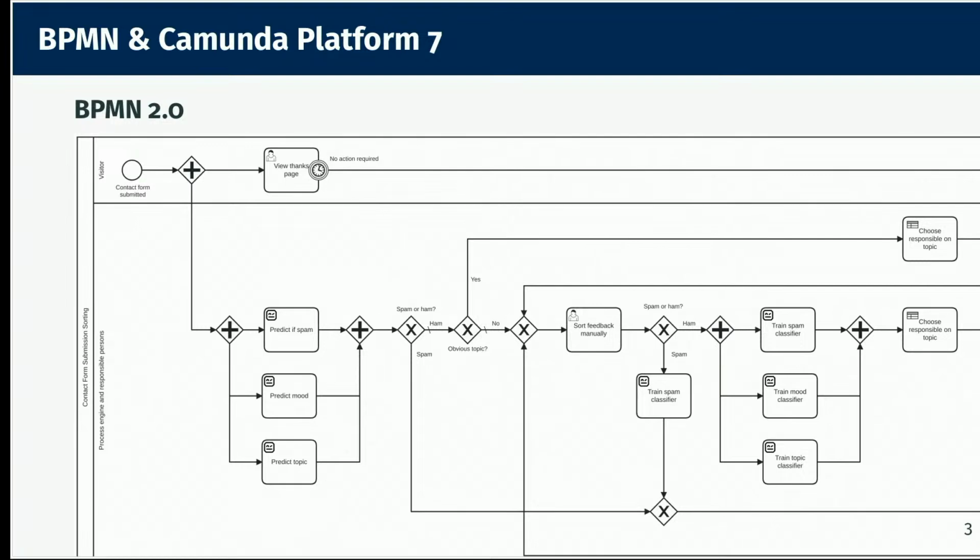BPMN 2.0 is a business process modeling standard which scales for complex processes without being too complex by itself. It has just enough features to cover most of the known workflow patterns, and it works both as a visual documentation for humans and machine-readable code for workflow engines.